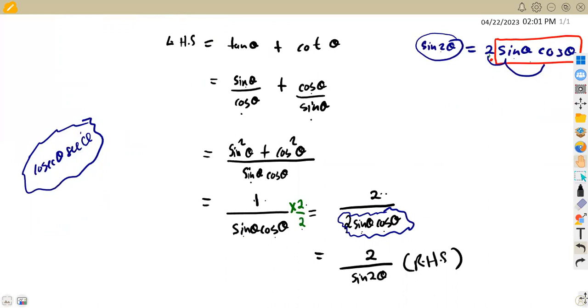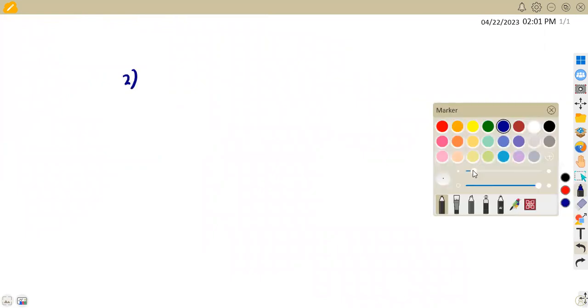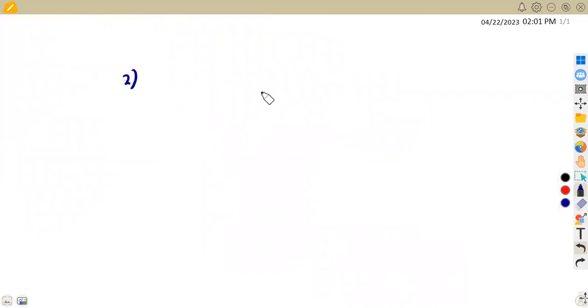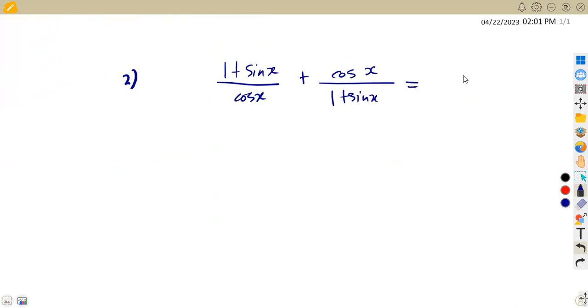Okay, I have another question on proving these identities. Let's see what we are given in this case, our question 2, where we are given again to prove the identity that is (1 plus the sine of x) over the cos of x, plus the cos of x over (1 plus the sine of x), is equivalent to 2 over cos x. So the question is to prove. So how can we prove this one, guys? How can we prove this identity that we are given?